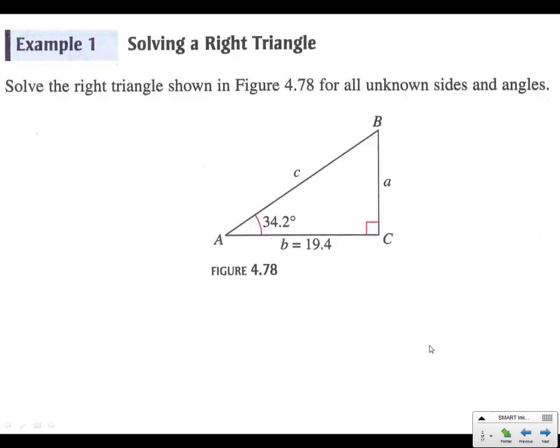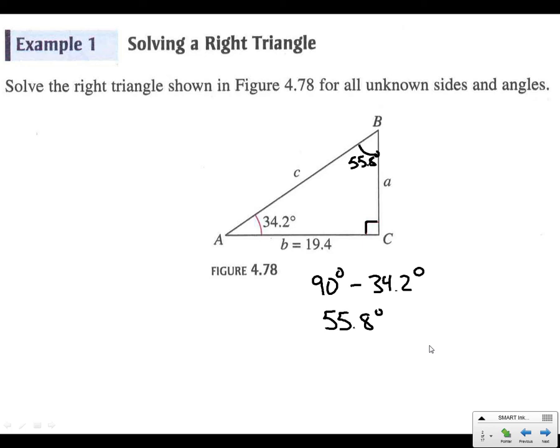First thing we're going to be looking to do is we're going to be given an angle and a side length, and we need to find everything else. The first thing that's going to be easy to do is to figure out the remaining angle here, because we know that there's 180 degrees in a triangle. We've used up 90, and so there must be 90 left for angles A and B. If we subtract 34.2 from 90, we're going to end up with 55.8.